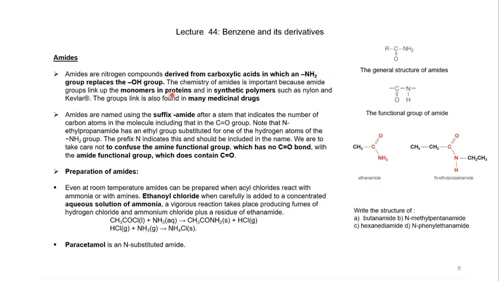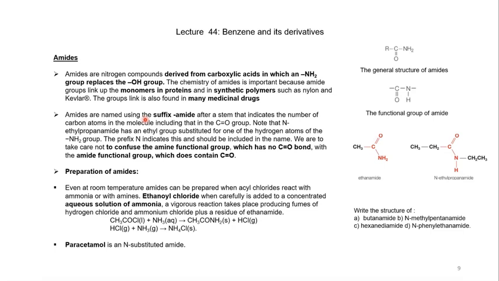We know protein is very important for medical reasons, for our body and biological system. So we can prepare proteins and also synthetic polymers like nylon and Kevlar. This group is also found in many medical drugs. So that's why amide is a very important compound for us.